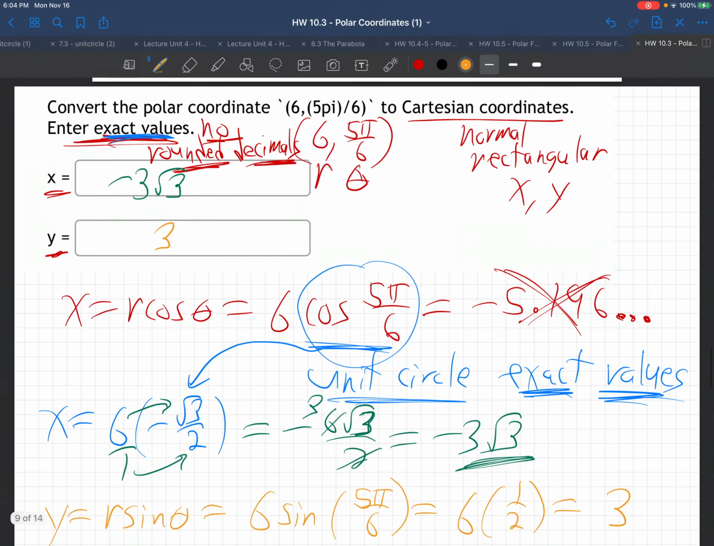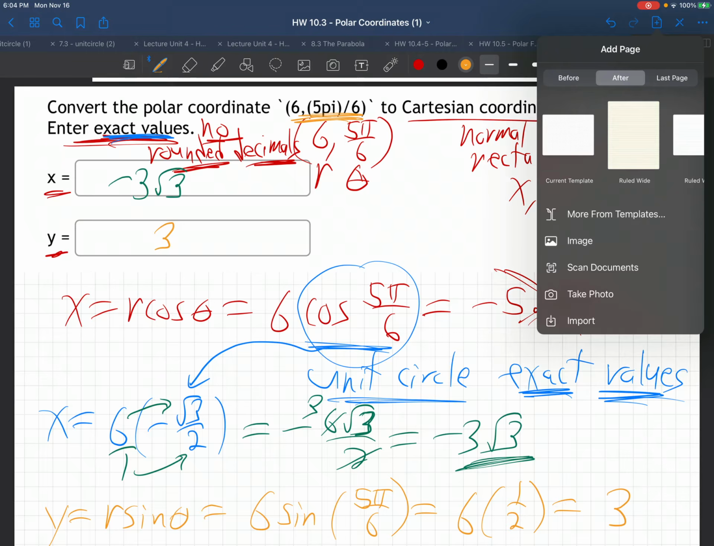So we were able to get the exact values. We changed from polar coordinates to rectangular. They gave us polar coordinates, and we were able to change those to rectangular. Now, I want you to see where that formula comes from.